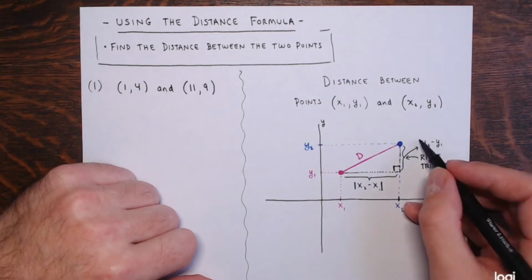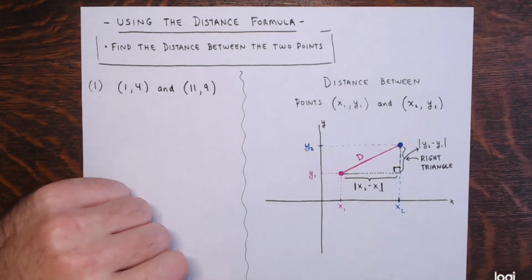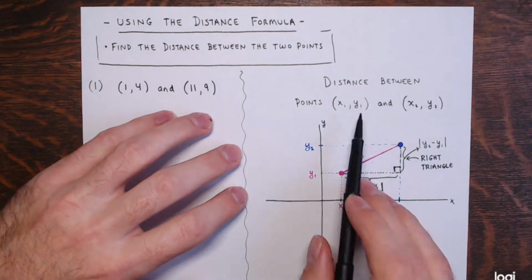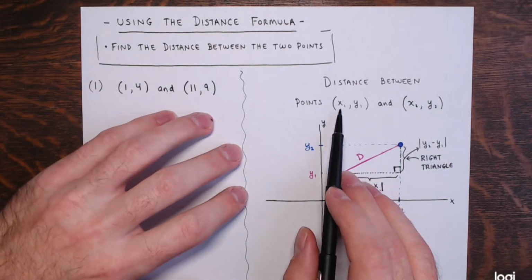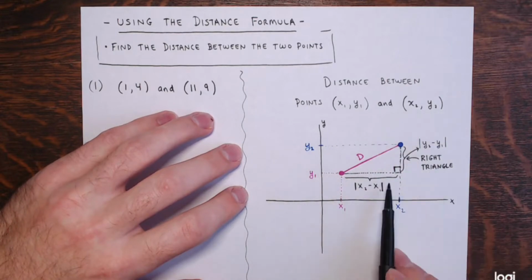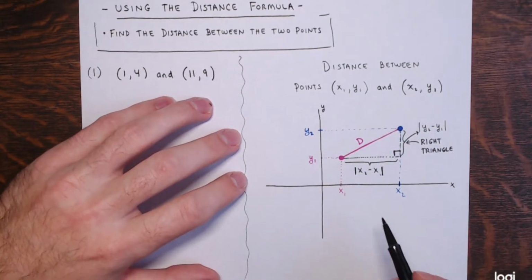And again, you'll see in some books they'll put absolute value symbols around that just to ensure that you have a positive number. But if we know these coordinates, if we know x1 and y1, and if we know what x2 and y2 are, we can find d, right? We can find the distance between them.